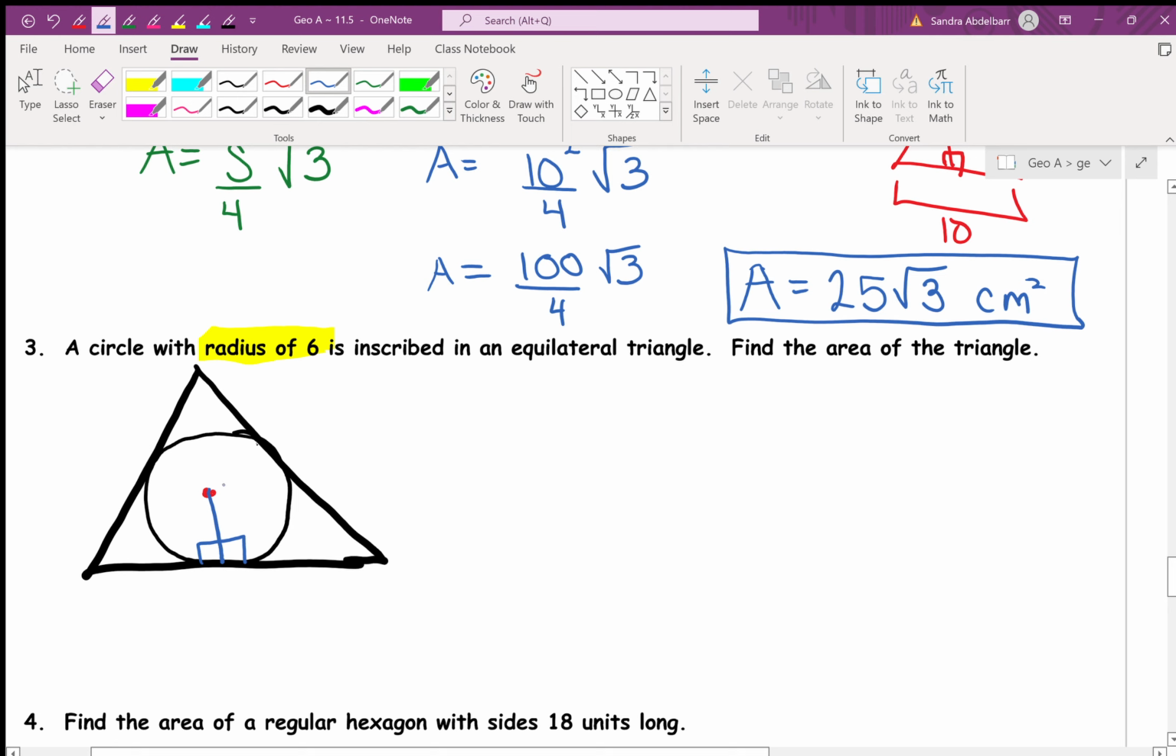All right, so now this is 6. Now this was a special kind of triangle. What kind of triangle was it? Equilateral. So what does that mean about the triangle? All the angles are 60. Okay, so right now we still need to do more work. We do not have enough to find the area of this triangle.